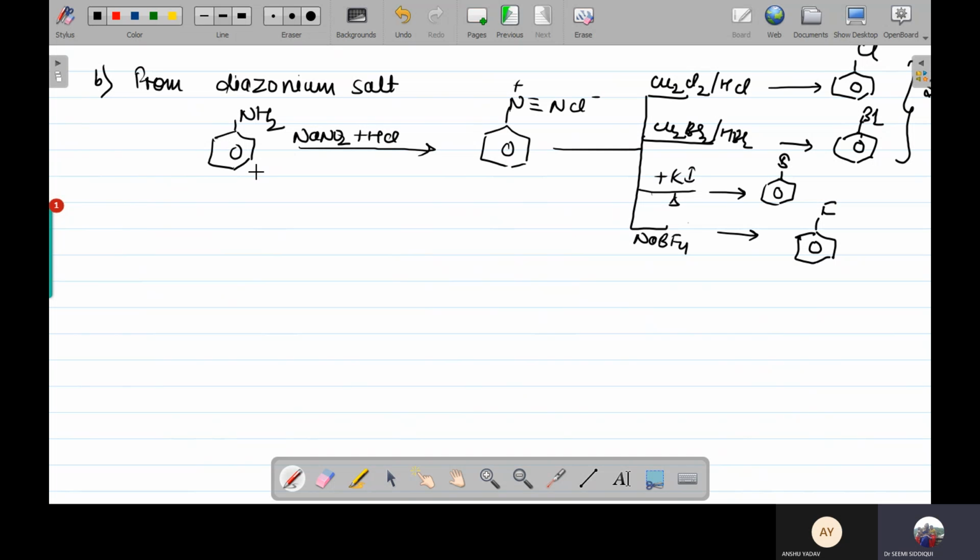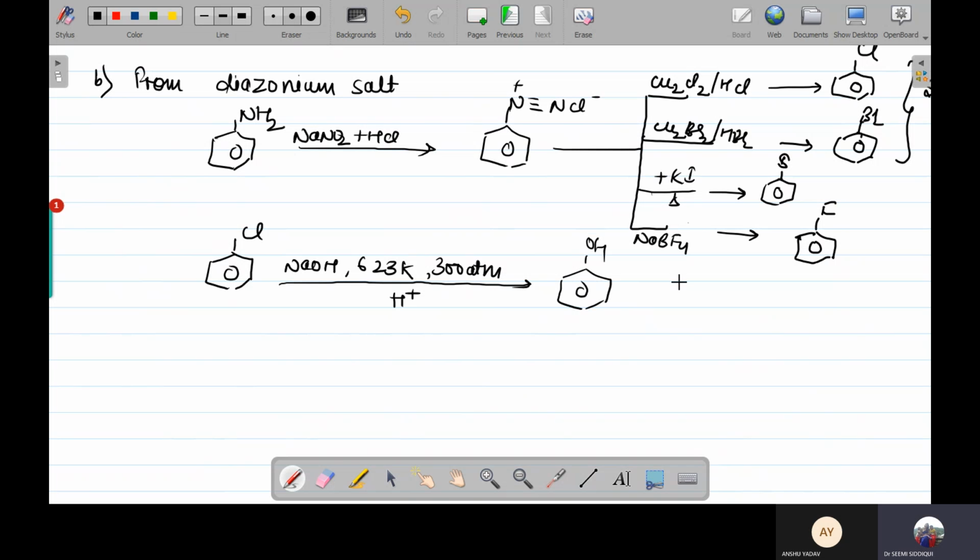However, at high temperature or pressure, several nucleophilic substitution reactions are carried out. If you have chlorobenzene, you make it react with NaOH at a temperature of 623 Kelvin and 300 atmosphere. So what is going to happen? A phenol is going to form. This reaction again is a named reaction called the Dow process.